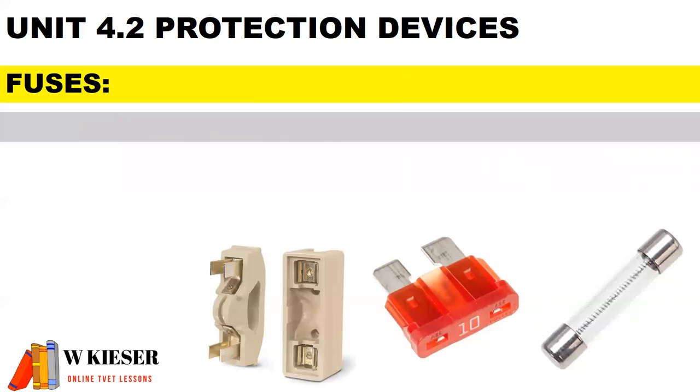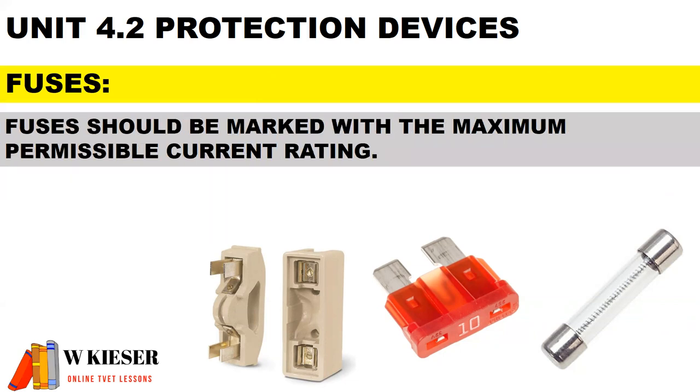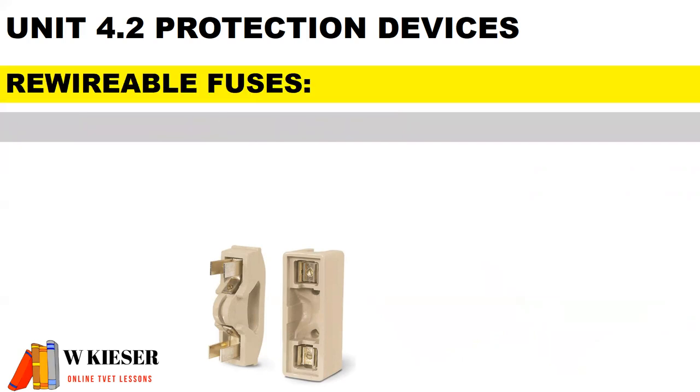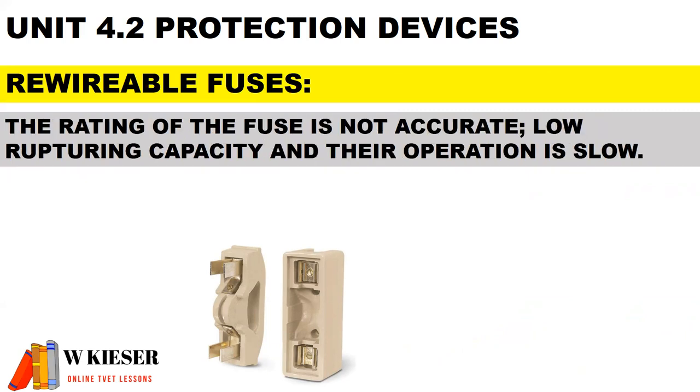Let's look at some protective devices, and the first one is the fuse. The function of a fuse is to detect overcurrents and short circuit currents and to automatically disconnect the supply. Fuses should be marked with the maximum permissible current rating. In terms of the different types of fuses, we get rewireable fuses. The construction is simple, they are reusable, and circuits can be restored quickly and cheaply. The rating of the fuse is not accurate, low rupturing capacity, and their operation is slow.